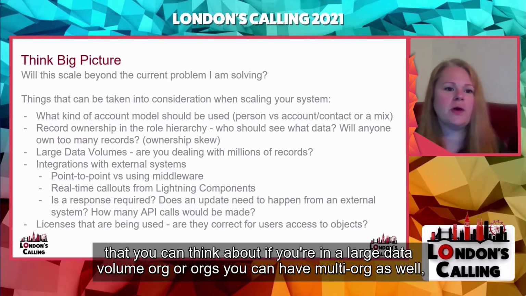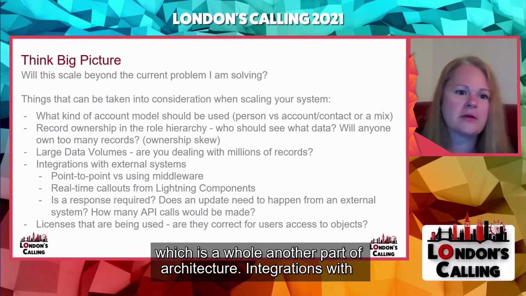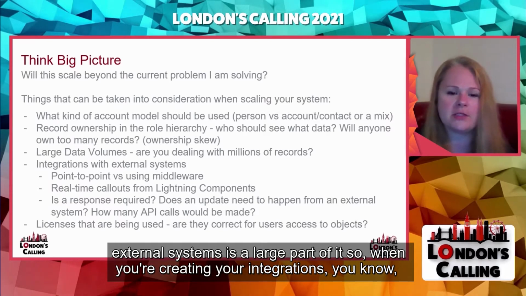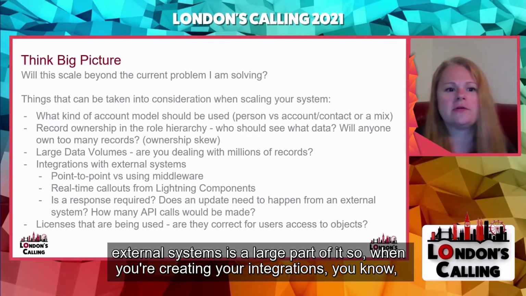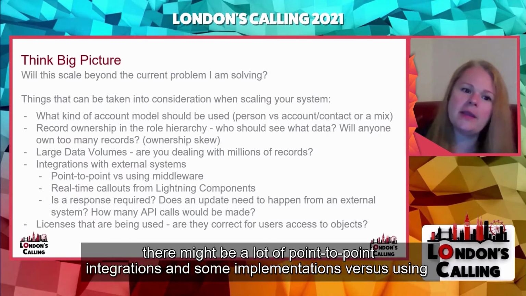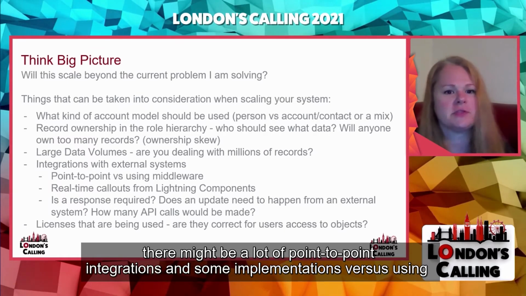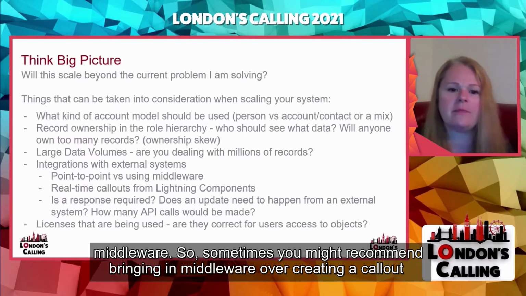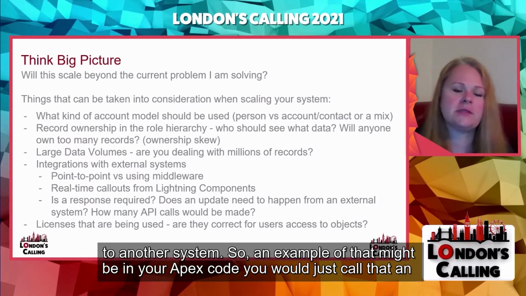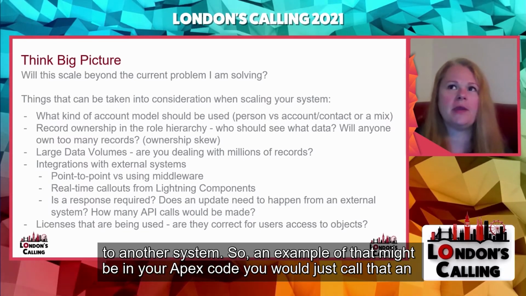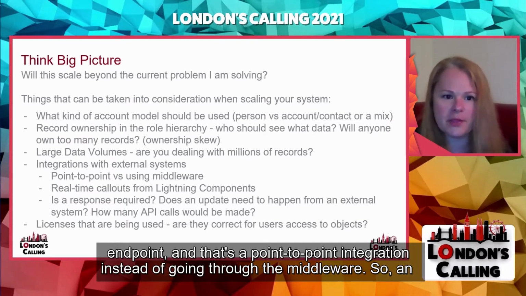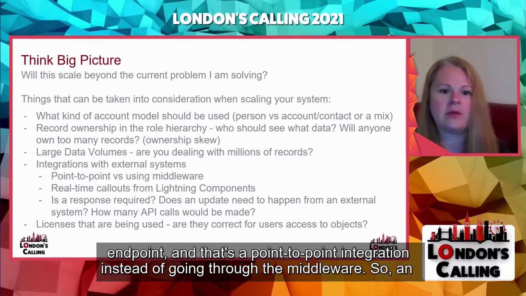You can have multi-org as well, which is a whole other part of architecture. Integrations with external systems is a large part of it. So when you're creating your integrations, there might be a lot of point-to-point integrations in some implementations versus using middleware. So sometimes you might recommend bringing in middleware over creating a callout to another system. So an example of that might be in your Apex code, you would just call out an endpoint, and that's a point-to-point integration instead of going through the middleware.